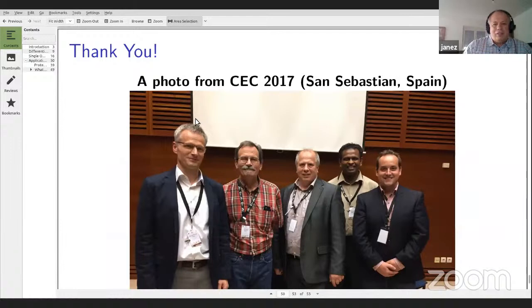At the end, just a photo. From the left, Rainer Storn and Kenneth Price, who are the authors of differential evolution, and we met in San Sebastian in Spain. Thank you very much for your attention.